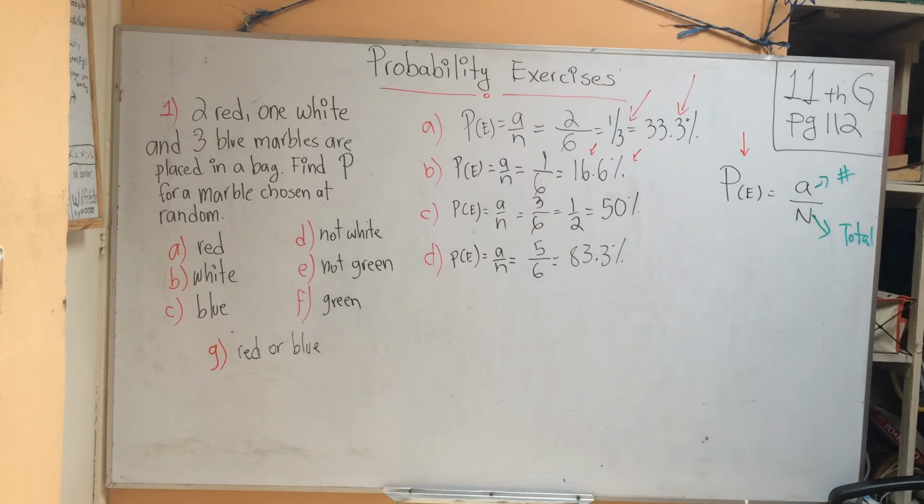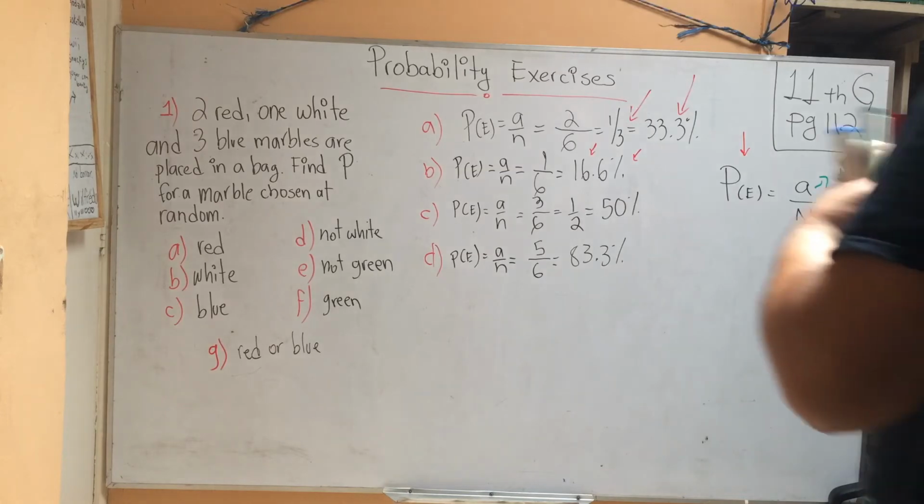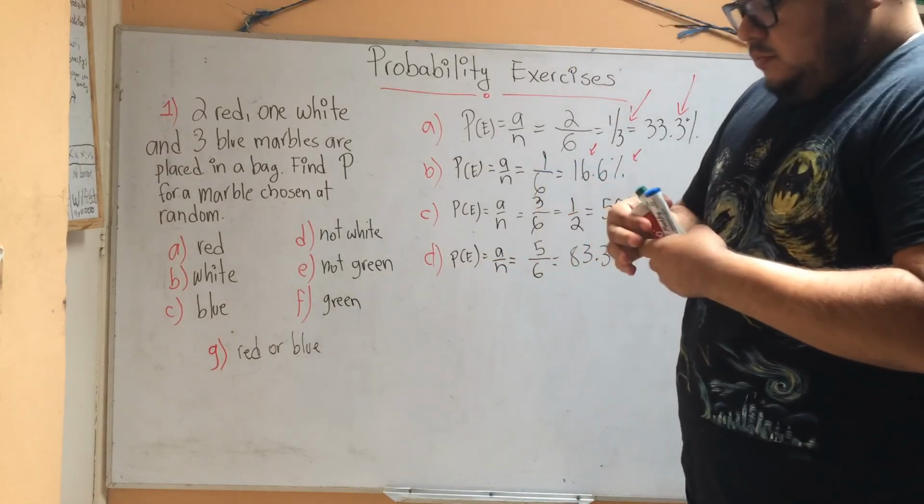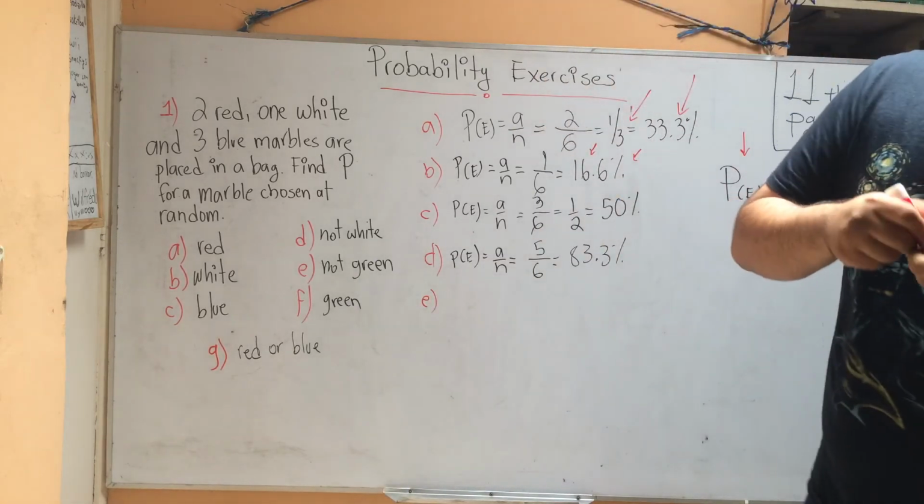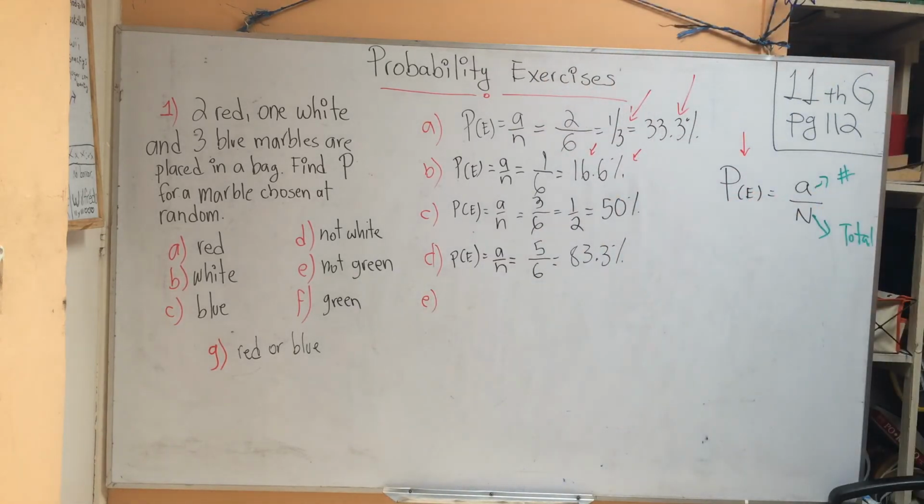A marble that is not green. Now here we have to apply a little bit of logic as well. They're asking for the probability of getting a marble that is not green, but we don't have a green marble inside the bag. So what is the probability of getting a marble that is not green? Let's see.